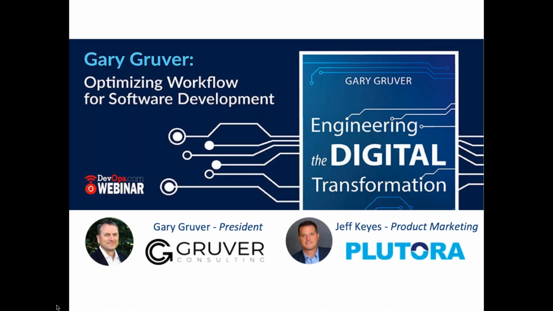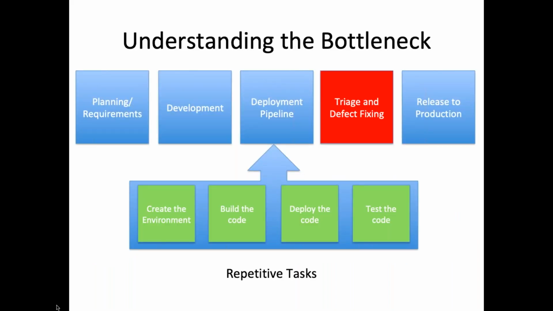Once you've started optimizing workflow, what tends to happen for most organizations is that you move to defect fixing and triage being your biggest issue. And now that you've automated your repetitive tasks, what you can do is move to smaller and smaller batch sizes that enable that triage and defect fixing to be more efficient.